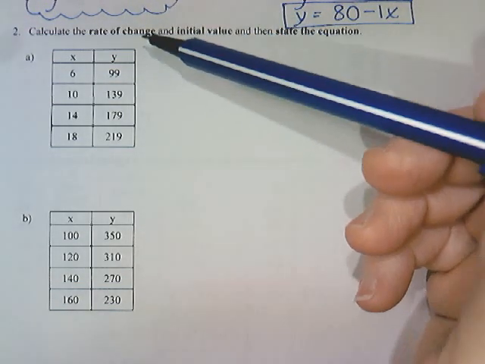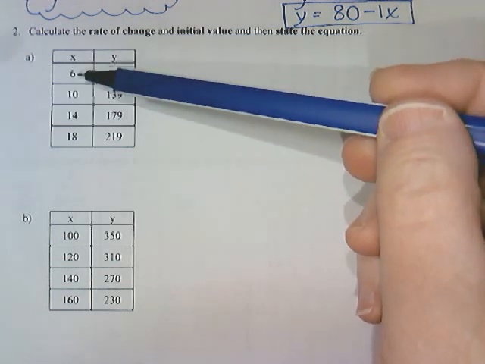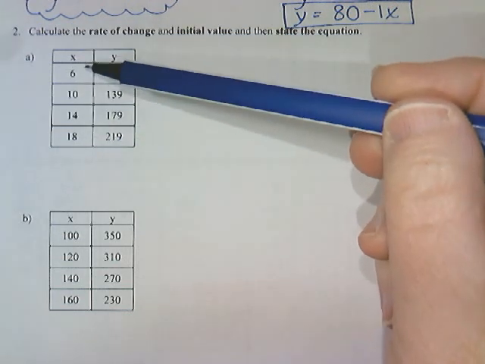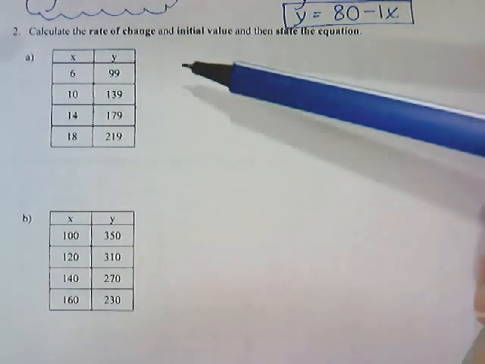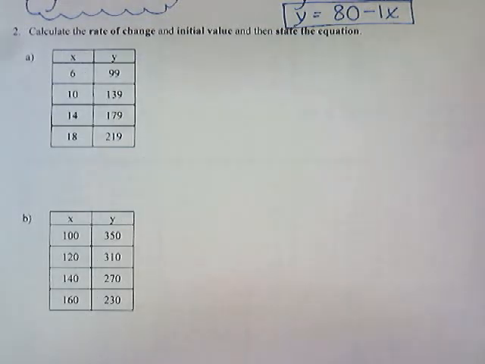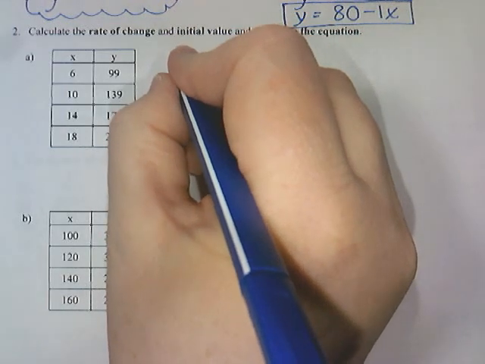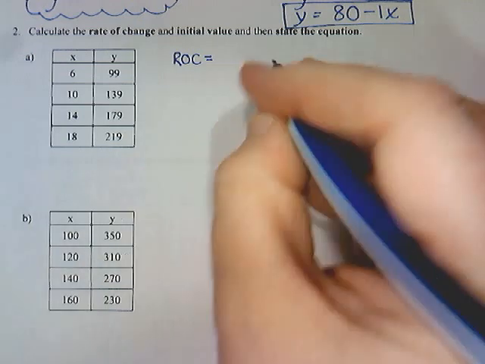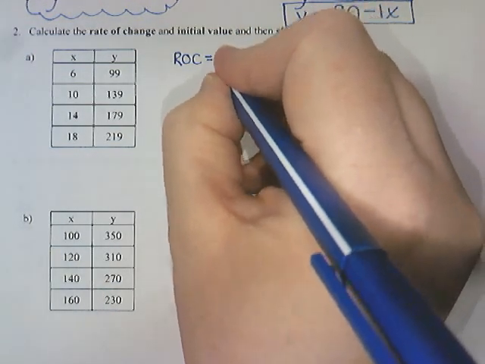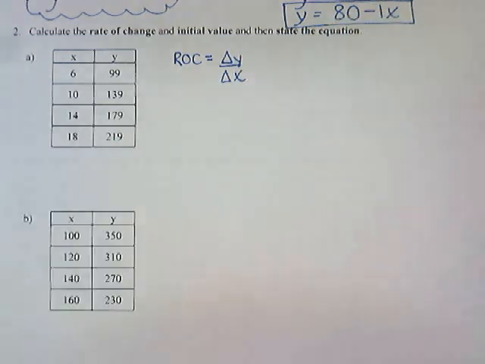So let's take a look at our very first one. We have x and y, and when I look at the values on the x side in particular, I don't see a term 0. So the initial value is not given to me in my table. If it was, I would start by writing that down, but since it's not, we're actually going to start with the rate of change. So rate of change is delta y, the change in y, divided by delta x, the change in x. So what I'm going to do is start by calculating my differences on the x and y sides.